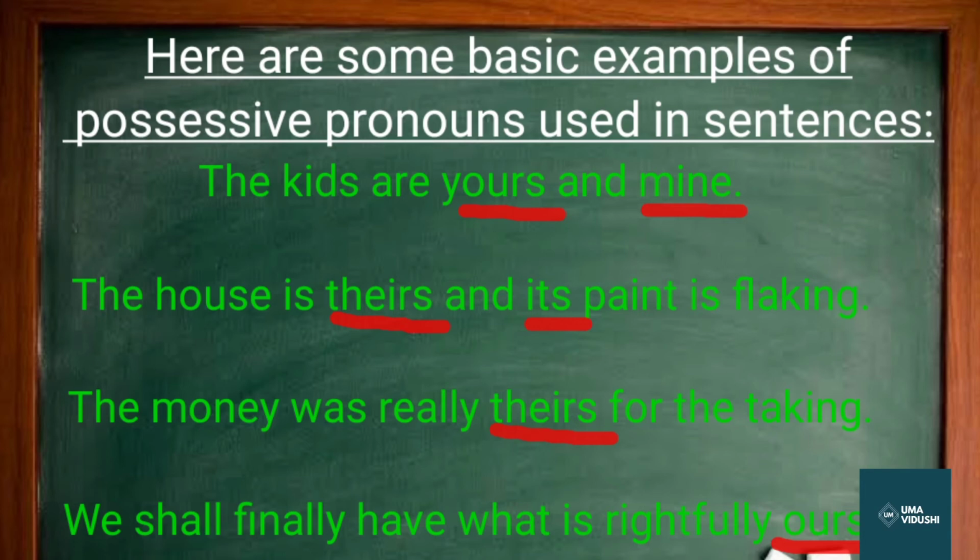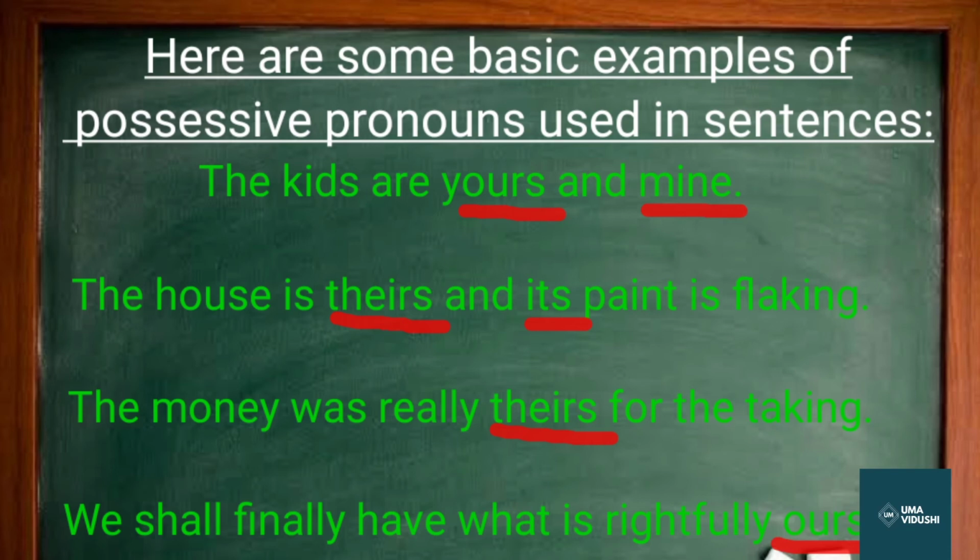The kids are yours and mine. Here, the possessive pronouns yours and mine show possession of the kids. The house is theirs and its paint is fading. Again, theirs and its are possessive pronouns which show possession or a relationship with the house.